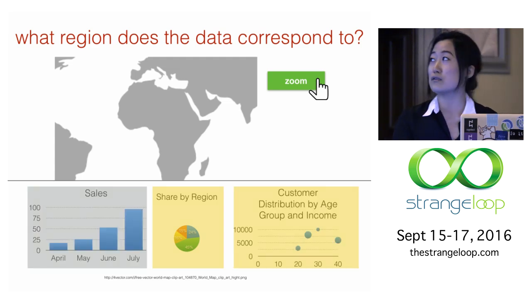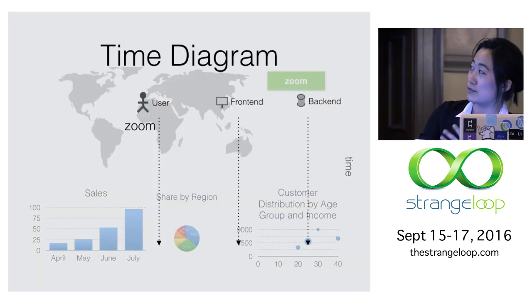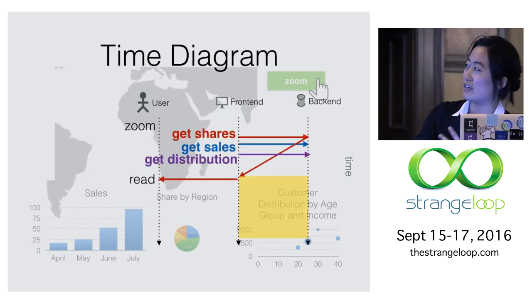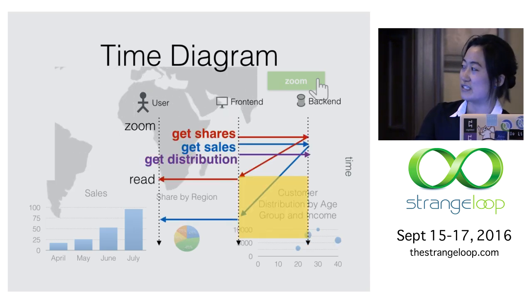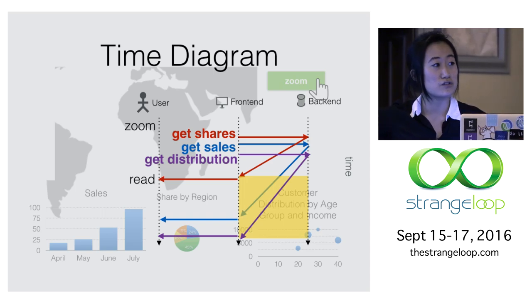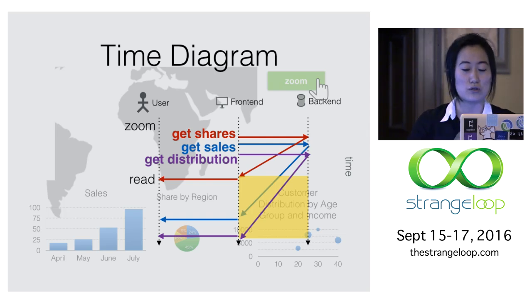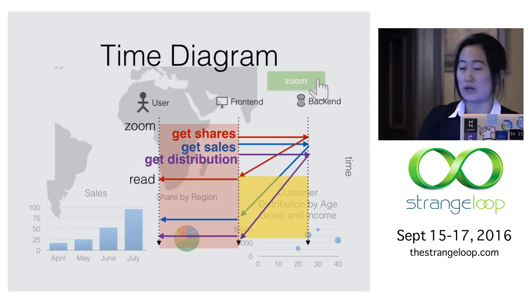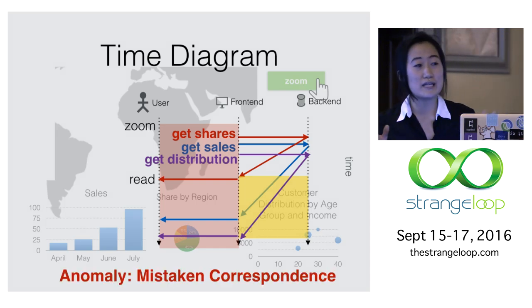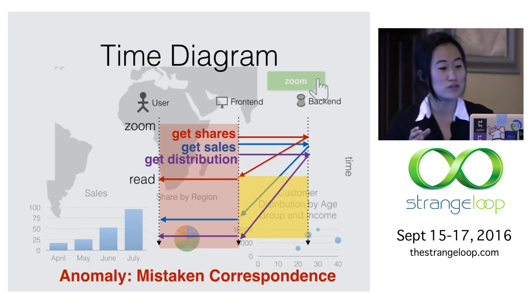So the time diagram, as seen before, is sort of the user zooms in, the front end issues multiple requests, and then they arrive with some different delays. And so in this yellow region, some things are out of sync. And if there's no sort of feedback mechanism, it would mean that the user's looking at the wrong data and drawing the wrong conclusions. We call this anomaly mistaken correspondences. So far I've been naming the anomalies so I can refer back to them once we actually have a good way to deal with them all.